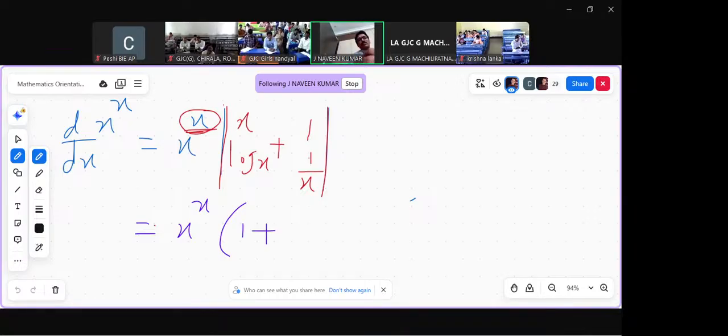1 plus log x, finish. Simply, d by dx of x power x, we can write it as x power x into 1 plus log x.